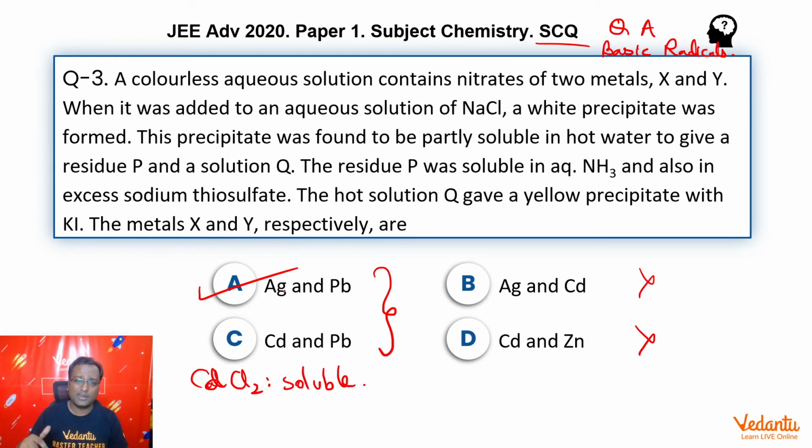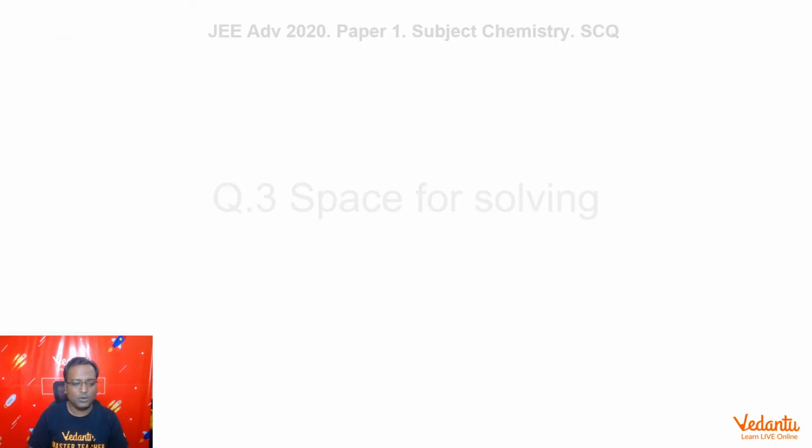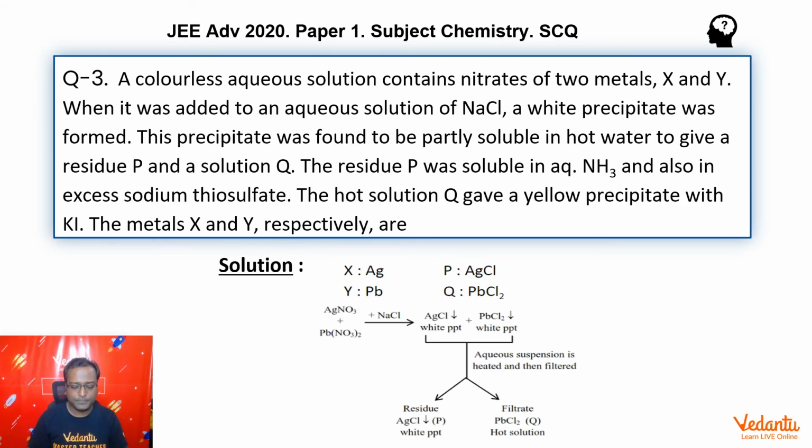Let's go to our question and try to fit Ag and Pb in the given sequence and see whether we get the correct answer or not. Okay, guys? So let's start looking at the solution here. If we take X as Ag and Y as Pb, we'll get these white precipitates. Now, PbCl2 will be soluble in hot water and AgCl will be insoluble in hot water. Correct? So that much matches.